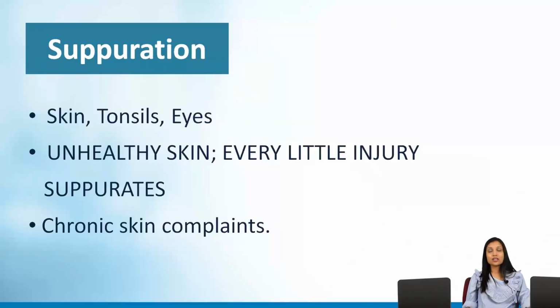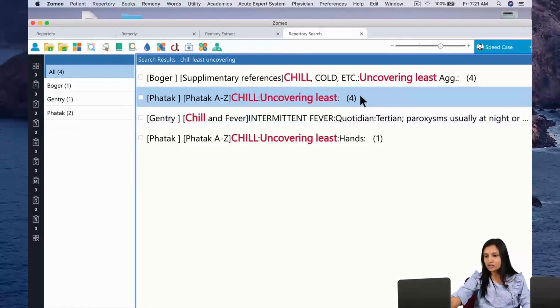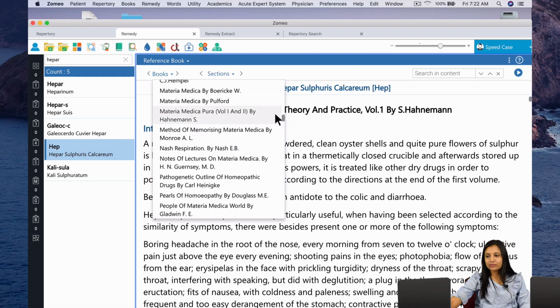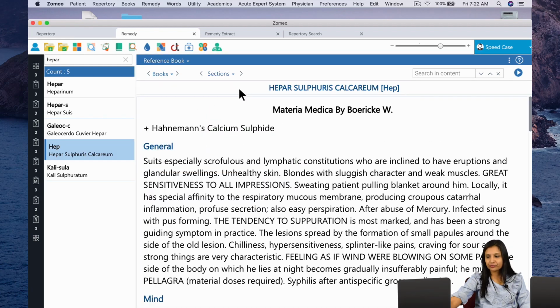Suppuration. Okay, now let's have a look at a very interesting sentence that is given in Boericke's Materia Medica with relation to the suppuration. Okay, so let's go back to the tab of remedy and in the books we will select Materia Medica by Boericke. Okay, let's see this. Infected sinus with pus formation, the tendency to suppuration is most marked and has been a strong guiding symptom in practice.